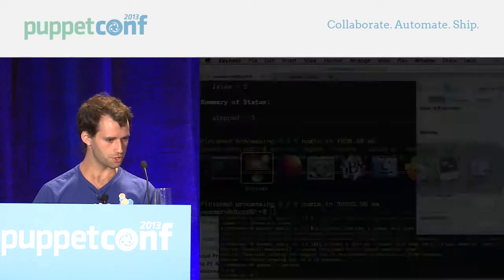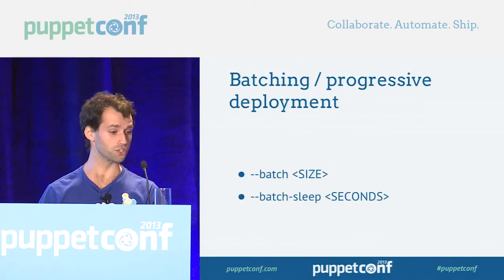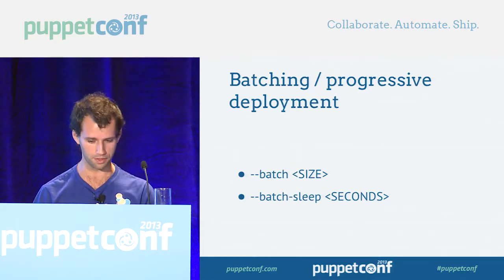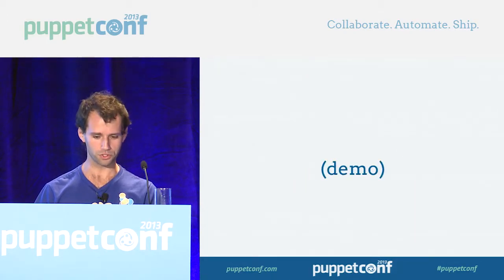Let's go back to our slideshow here. OK, how about those new features? We just saw one of them. The batching and progressive deployment is for limiting the speed of changes. It's good for rolling out new Puppet modules. Oh, I just did that demo.